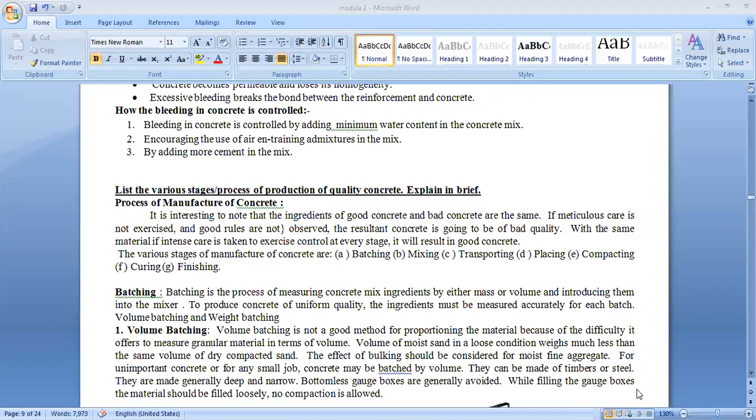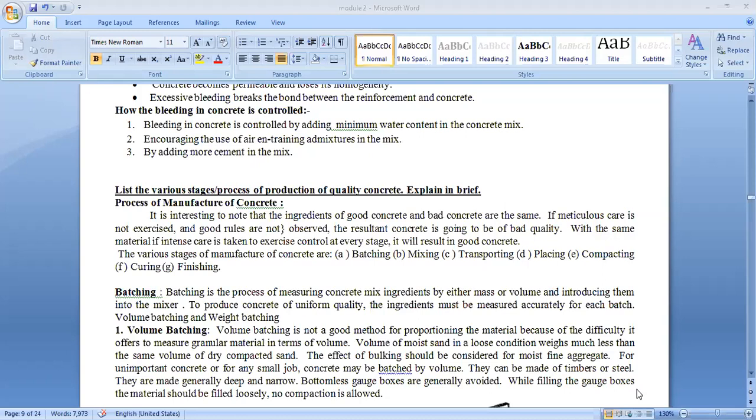In last class we discussed bleeding and segregation of the concrete, and also the processes of manufacturing of the concrete. In bleeding and segregation, we discussed the causes and how to control bleeding and segregation of the concrete. Next we discussed the process of manufacturing. The various stages of manufacturing of concrete are batching, mixing, transporting, placing, compacting, curing, and finishing details.